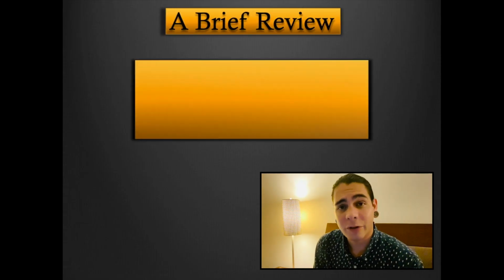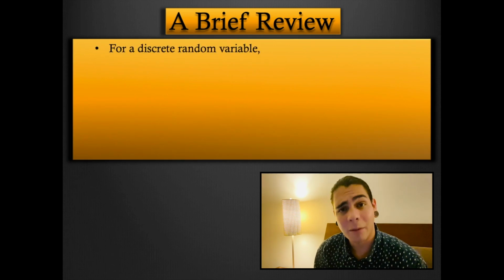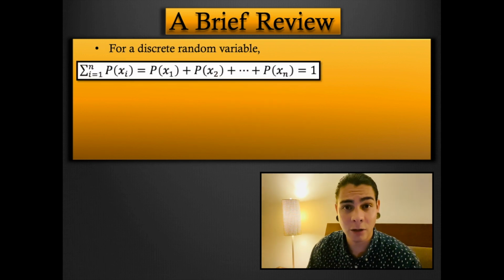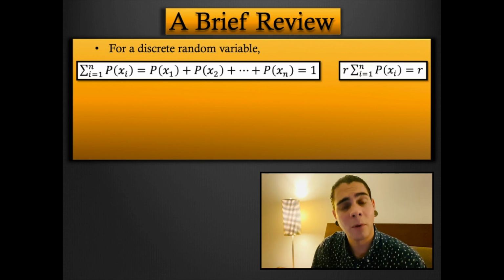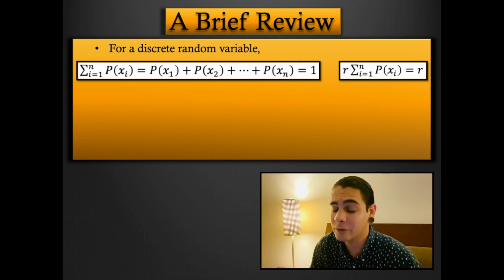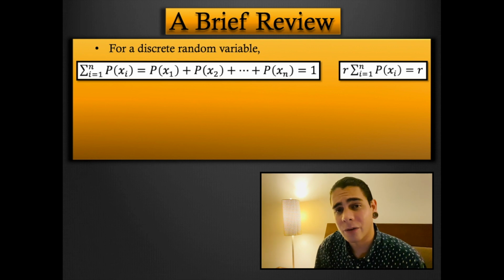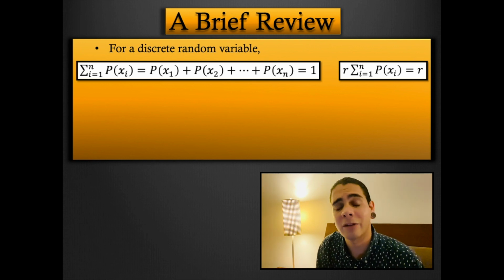When I was talking about discrete random variables and discrete probability distributions, I said that the sum of all the corresponding probabilities for all the possible values that x could take on has to equal 1. Another thing is that since this equals 1, if I multiply that by some value like r, then that has to equal r, because 1 times r is just r. In other words, r times the sum over all the ith indices of p of x sub i is equal to r.